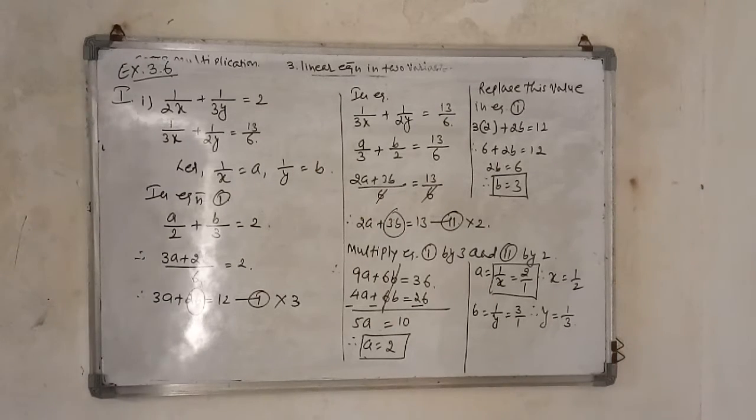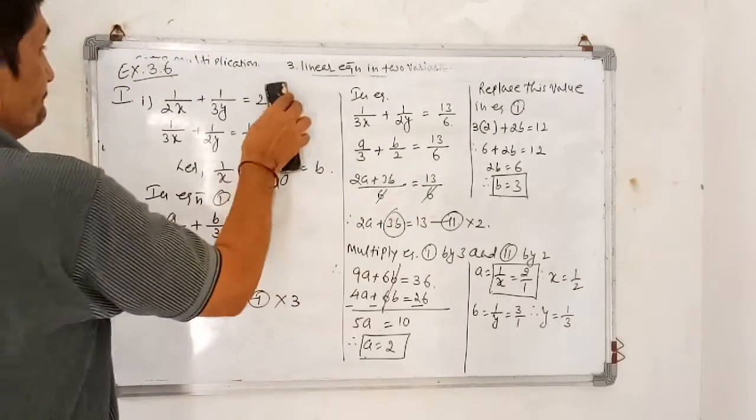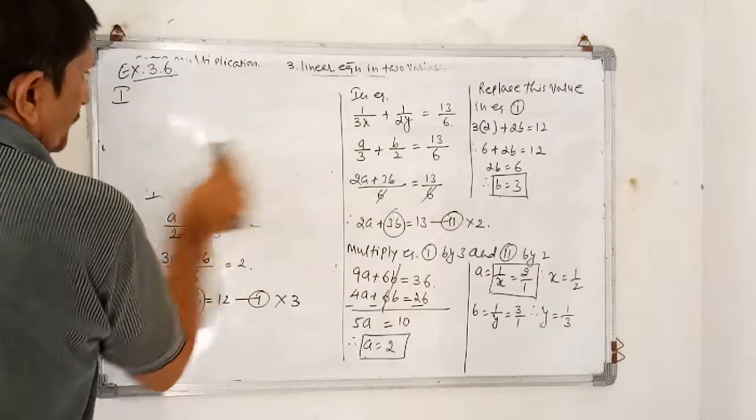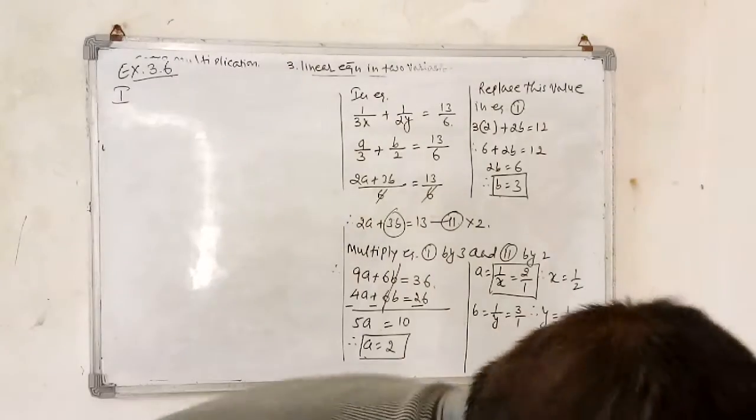Okay. So this is the first question of exercise 3.6. Okay. One more we will try, that is of a square root, maybe.